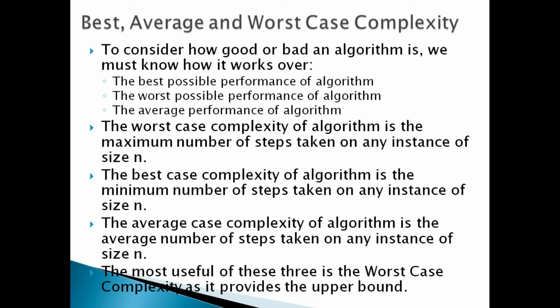What is the best case? It is the minimum number of steps taken by the instance of size n, and the average case is the average number of steps taken. Okay. So for example, you go to school from your home, and if you walk very fast, then you take 5 minutes to reach your school. And when you just walk through the distance, you take 15 minutes, and on an average you require 10 minutes to reach your school.